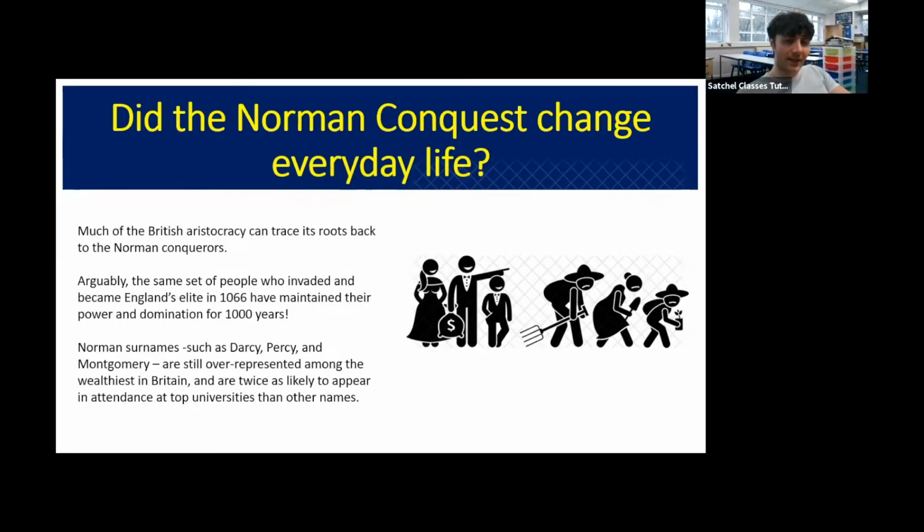So the families that came over with the Norman Conquest, their descendants are still sitting right at the top of our hierarchy in today's Britain, right at the top of this very unequal hierarchy that we have in the country in the modern world. And you can trace this right back to the Norman Conquest, 1,000 years of this history.